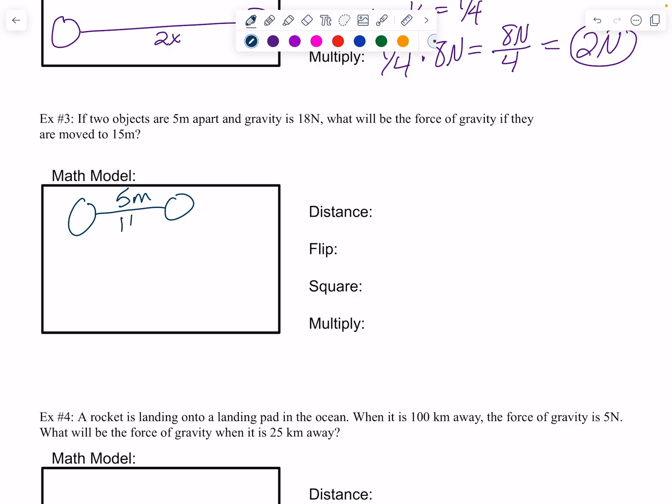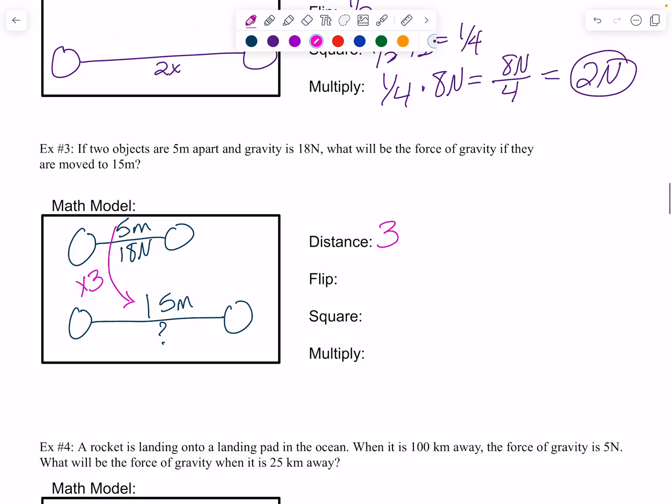The gravity is 18 newtons. So again, notice I didn't pay attention to where I'm writing it. I just am getting it on the page. So what's the force of gravity if they are moved to 15 meters? Now I have to figure out what happened right here. How did I make that distance go from 5 to 15? Well, to take 5 and turn it into 15, I have to multiply it by 3. So my distance is 3 times.